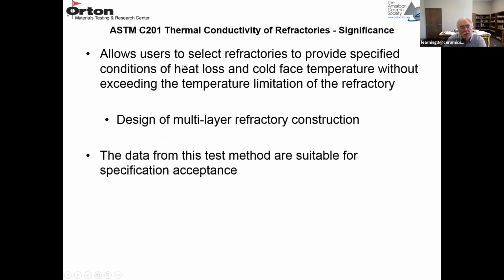The test is important because it allows you to select refractories for your exact conditions. You can control the heat loss, you can control the cold phase temperature, and you want to control the temperatures so you don't exceed the limitation of the refractories or the limitation of the shell that may be confining the refractories in whatever vessel you have. You can design multi-layer refractory constructions by knowing the conductivity of each material. And these are provided in data sheets, so they're suitable for specification acceptance.